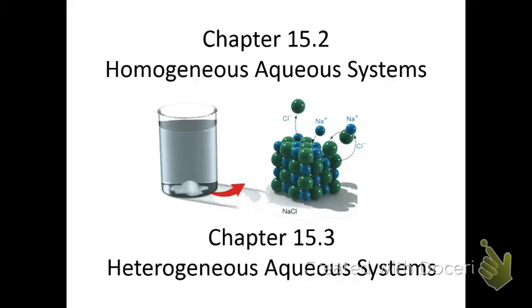Today we're going to be talking about chapter 15.2 and 15.3. Both have to do with aqueous systems. One is homogeneous aqueous systems. The other one is heterogeneous aqueous systems. Okay, so this will be an extension of what we talked about yesterday on water. Now we're going to talk about what happens when you add things into water, things like salt, shown here.